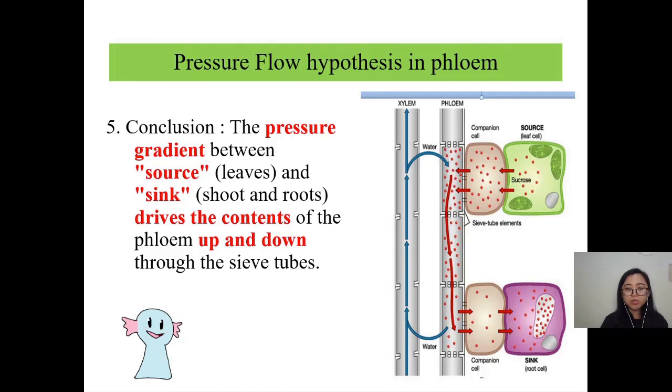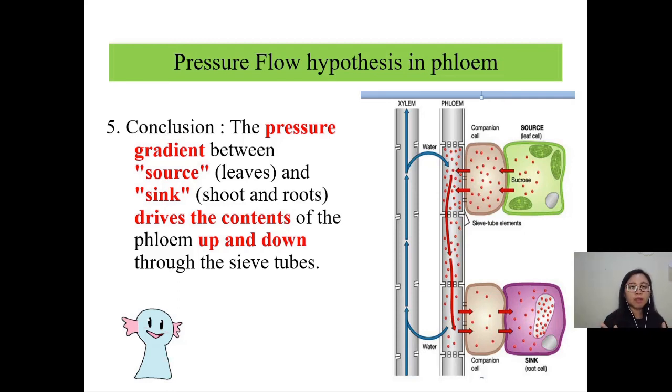And so the conclusion is that the pressure gradient between the source, which is the leaves, and the sink, which is shoots and roots, will drive the contents of the phloem up and down through the sieve tube. Dalam contoh ini saya gunakan source kita daun, sink kita akar. Tapi sink boleh juga menjadi pucuk-pucuk daun.